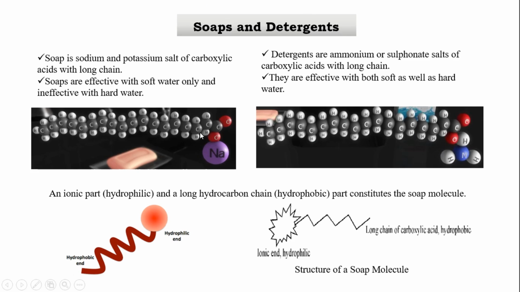Now in this diagram, it's already shown. This is a long hydrocarbon chain, and this is the carboxylic acid group with the sodium salt, that is COONa, and here is an ammonium salt, COONH3. NH3 means ammonia, so it is an ammonium salt. In a soap molecule, there are two parts. One is the ionic part, that is hydrophilic.